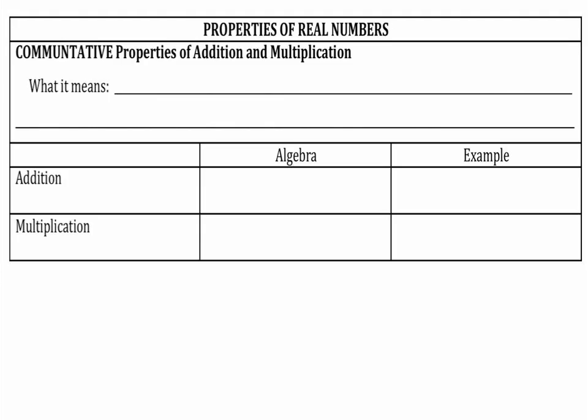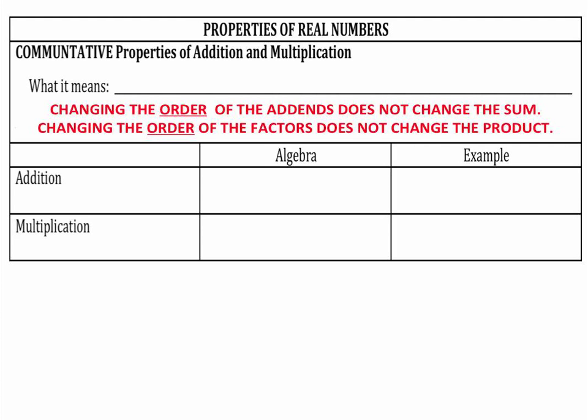The first one is called the commutative property, and this one works for addition and multiplication. What it means is that changing the order of the addends, the things that you add together, does not change the sum. Also, changing the order of the factors, things that you multiply, does not change the product. Product is the answer you get from a multiplication problem. So let's take a look at the symbols. Algebraically, we would say a plus b is the same as b plus a.